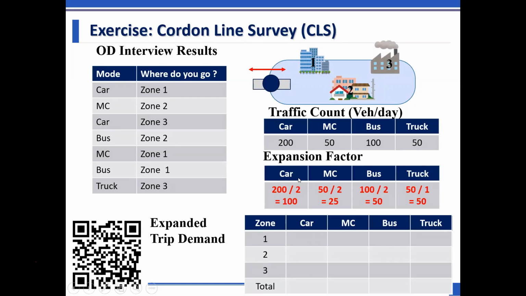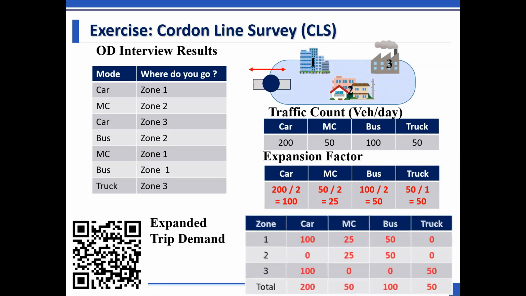For the private car, there are 200 traffic volumes, and 2 samples are collected. So the expansion factor will be 100. And motorcycles, 50 traffic and 2, so as a result, 25 expansion factor. The public bus transport, 100 and 2, so the expansion factor will be 50. Last, the truck is 50 vehicles and 1 sample, so it will be 50.